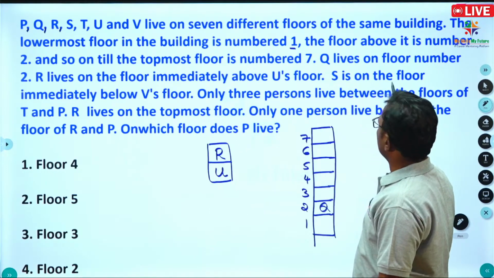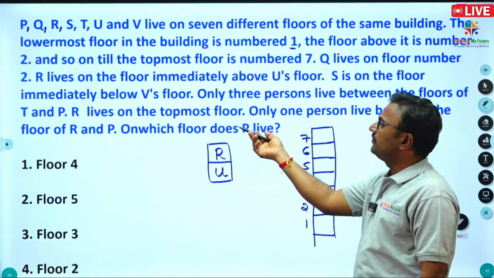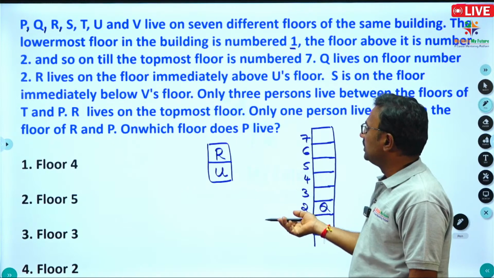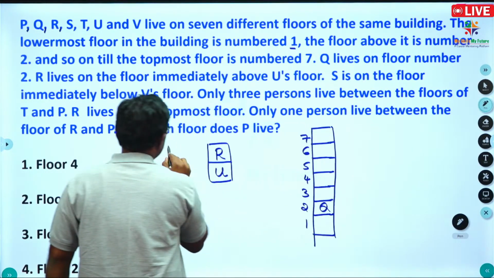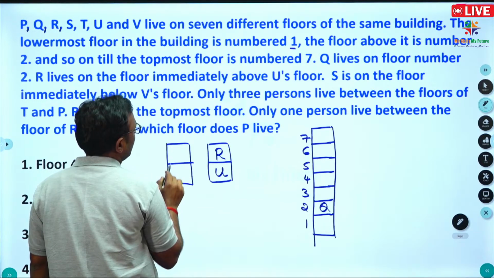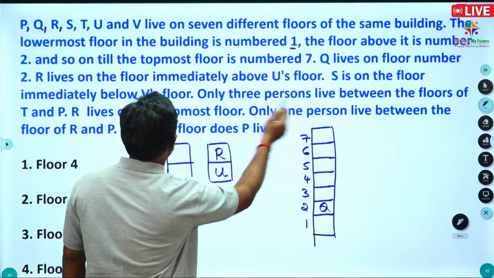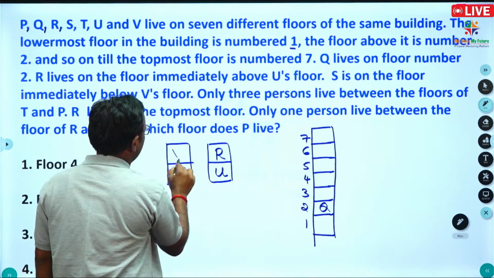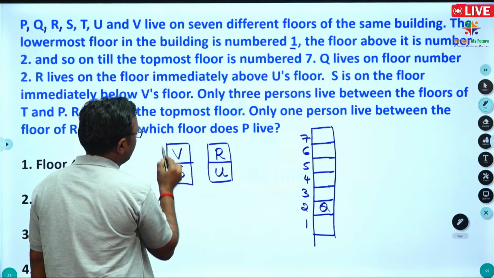S is on the floor immediately below V's floor. Where is V? No information. So S lies immediately below V's floor. Here V, and we can write here S.